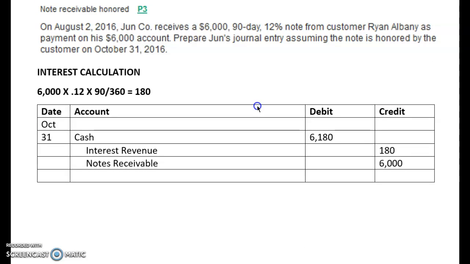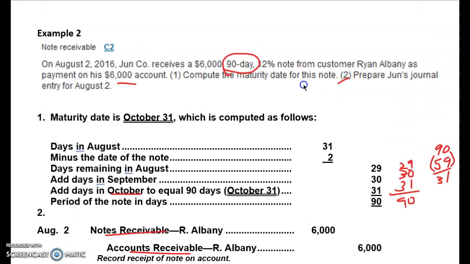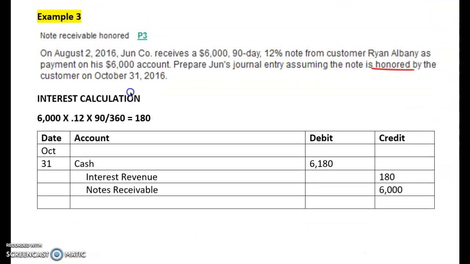We're going to get a new term in this problem, honored. On August 2nd, this is the same one, with the same numbers as the last one, and assume the note is honored. In other words, paid. Honored, paid. Kept your word, honored your word, paid. All the same kind of connotations.